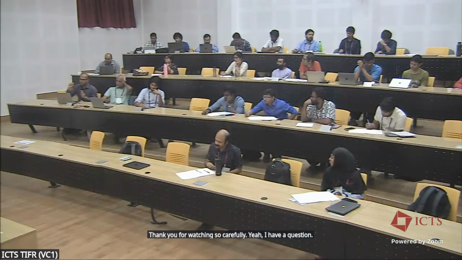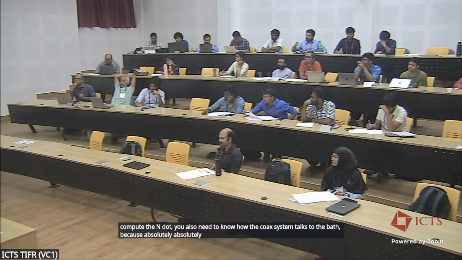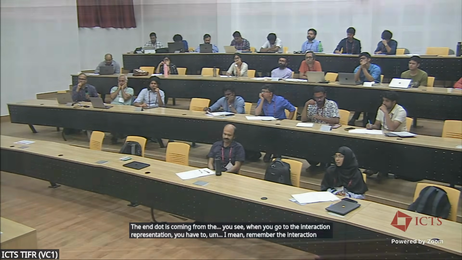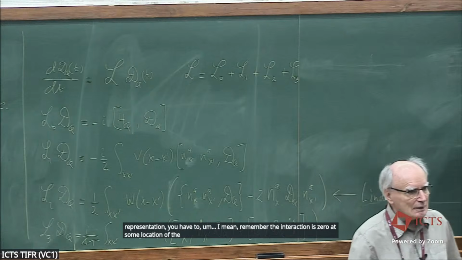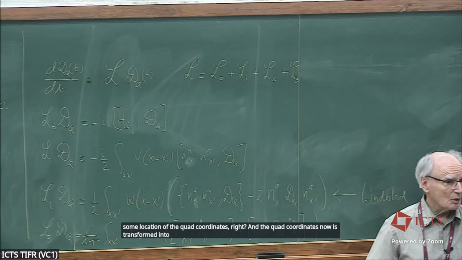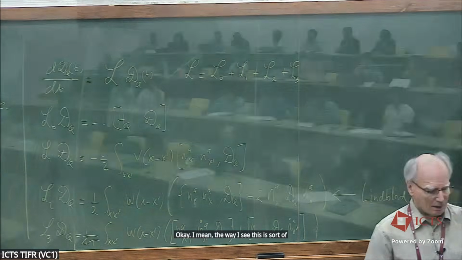In order to compute the n dot, you also need to know how the quark system talks to the bath. Absolutely, it is dissipated. The n dot is coming from, when you go to the interaction representation, remember the interaction is zero at some location of the quark coordinates, right? And the quark coordinates are now transformed into a time-dependent coordinate.